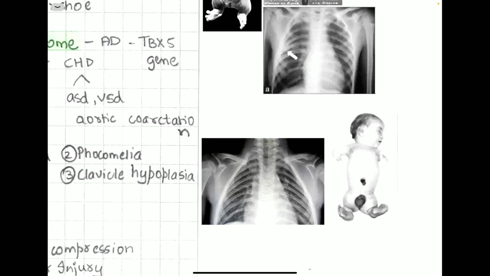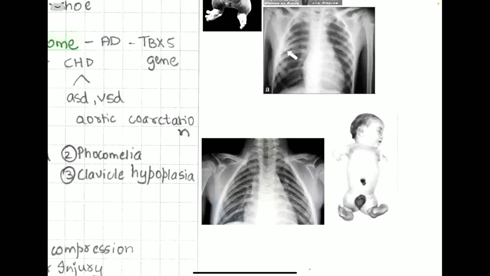Other features of Holt-Oram syndrome include brachymesophalangia, which means there is a short middle phalanx, isolated. There can be clinodactyly of the little finger, where there is radial deviation of the little finger. There can be synostosis of carpal bones, hypoplastic carpal bones, and additional unnamed bones also. There can also be associated triphalangeal thumb.